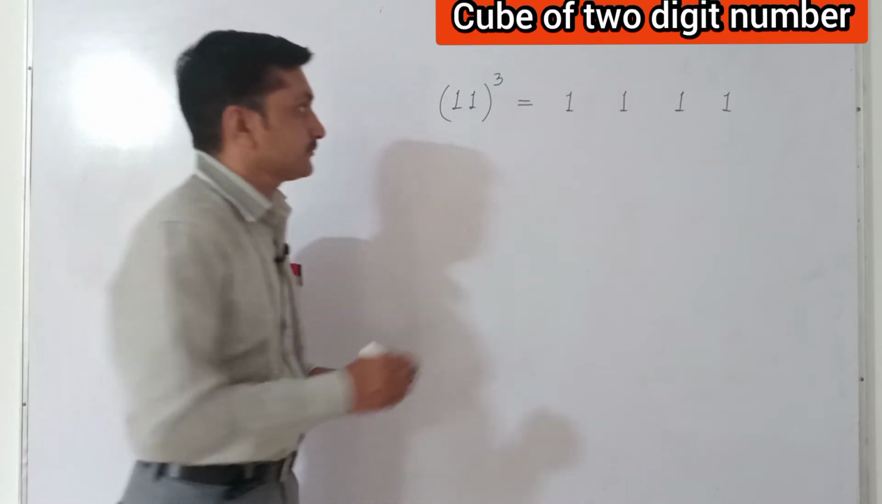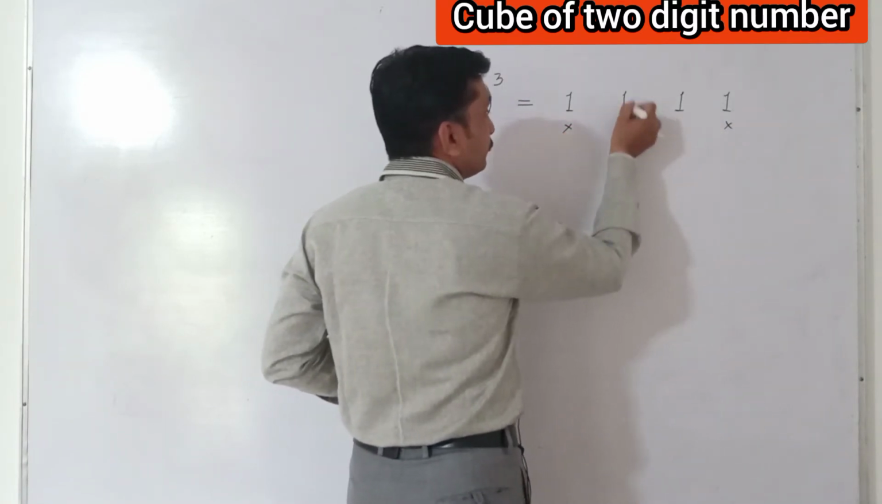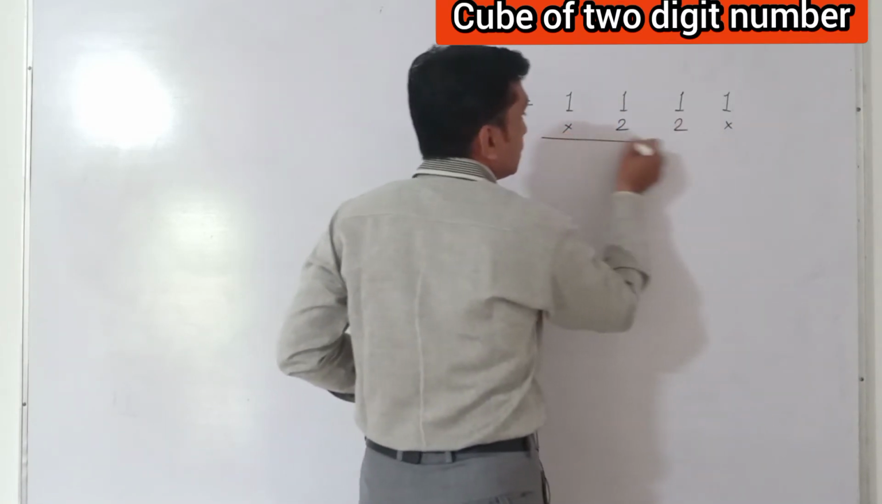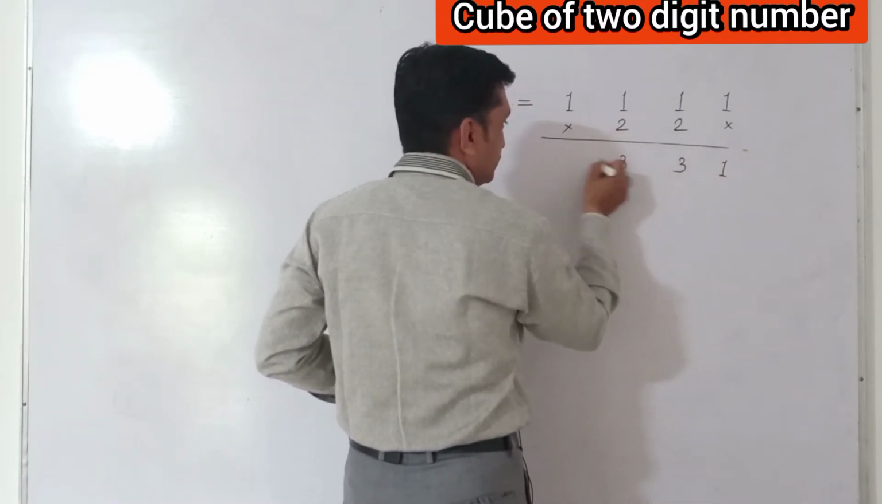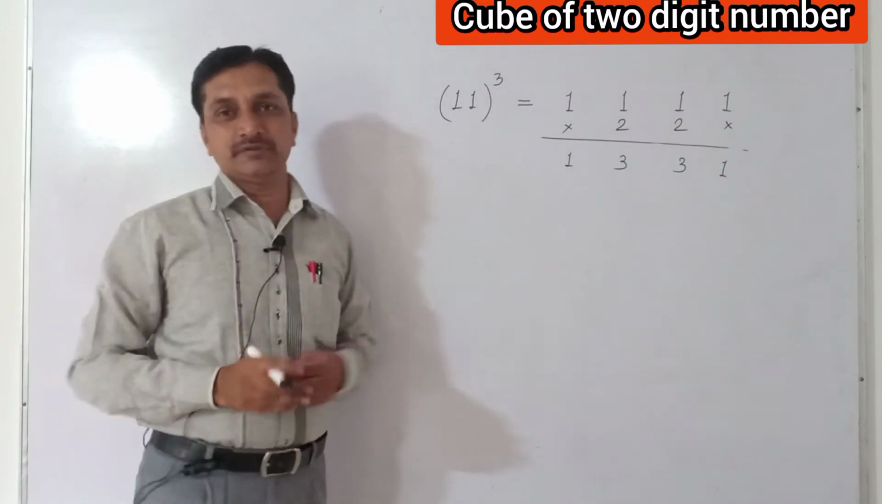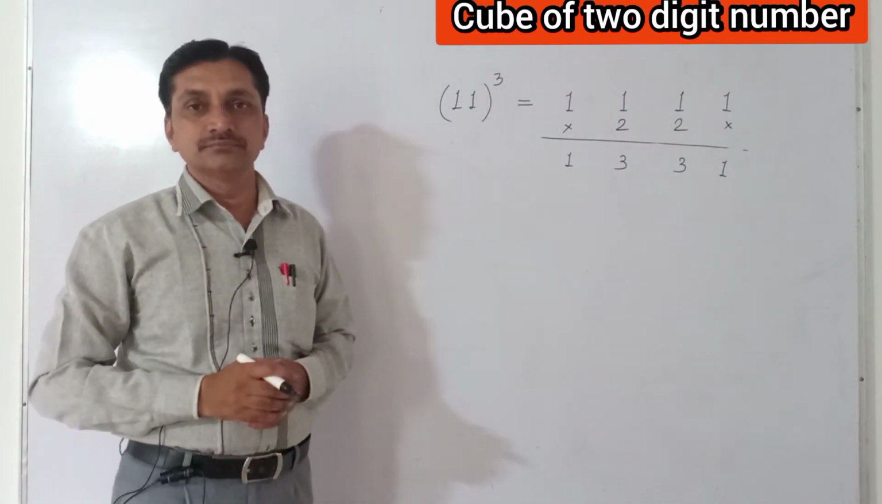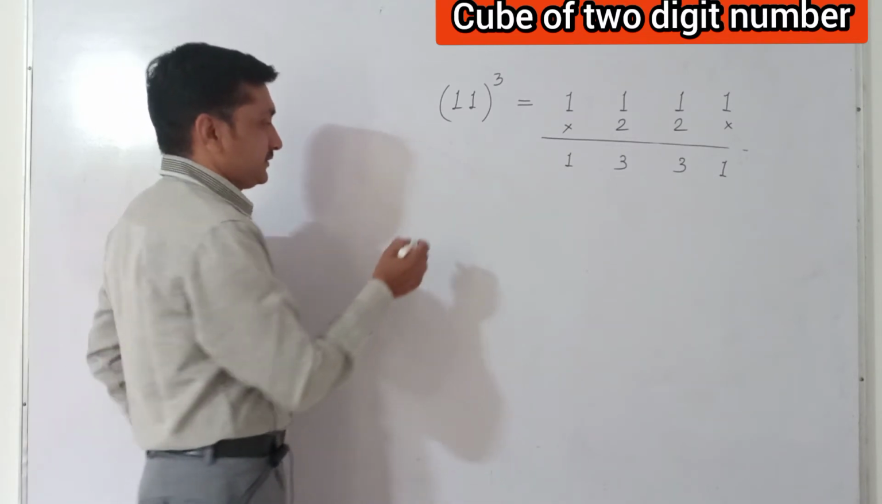First number and last number leave it. Double of 1 is 2, double of 1 is 2, and do addition here. 1, 3, 3, 1 is the cube of 11. Is it easy?